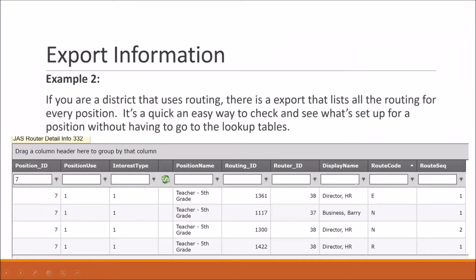I can see right away, is there a mistake in the routing? Do I have a mistake in my sequence? Did I skip something? What's wrong? Or I can check before I post a position, do I have my routing correct, without having to dig and find everything. So it's kind of nice. It's just quick, easy to get to the information without having to go dig for it.